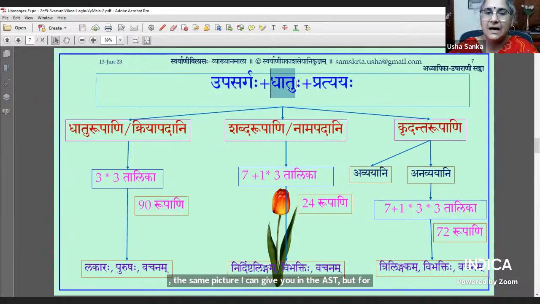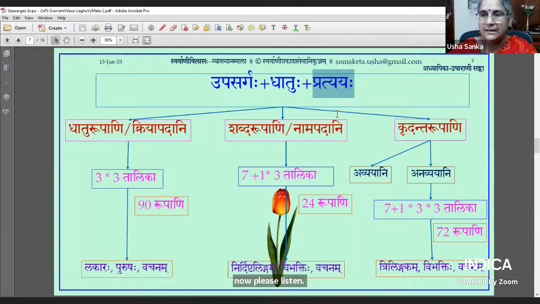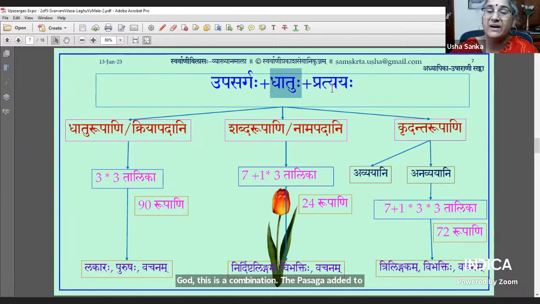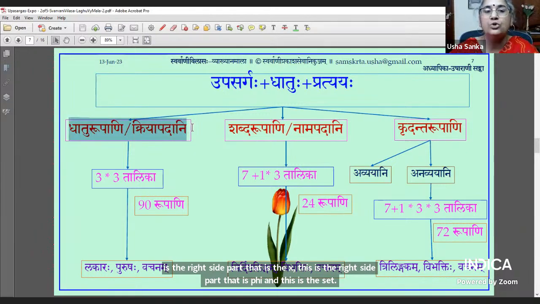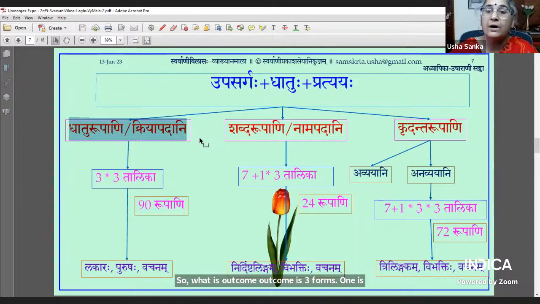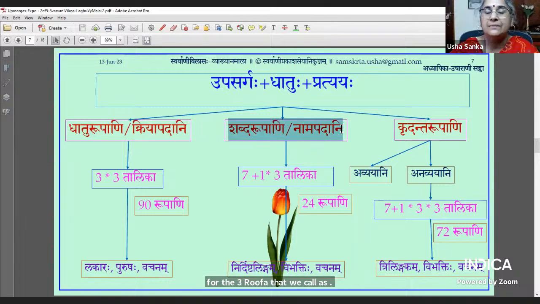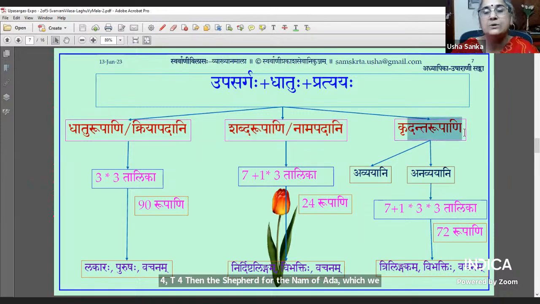Upasargaha plus dhatuhu plus pratyaya. This is a combination. The upasarga added to the dhatu. This is the x. This is the right side part, that is y, and this is the z. So what is the outcome? Outcome is three forms. One is dhatu rupa or the kriya rupa, that we call as T form. Then the shabda rupa or the nama pada, which we will come to deal in the next lesson. And there are kridantas also. We will come to that also very later.